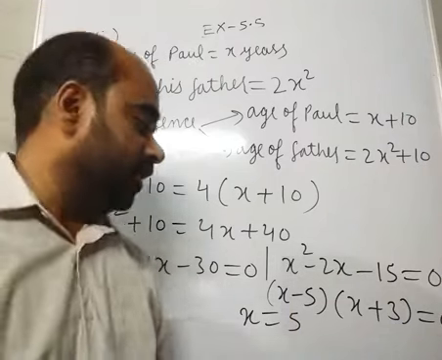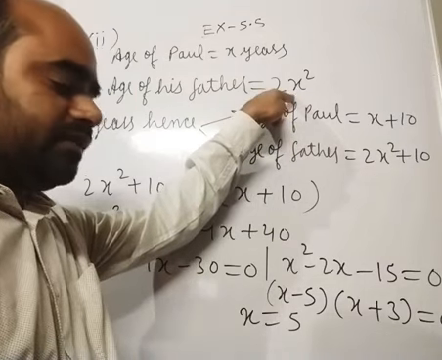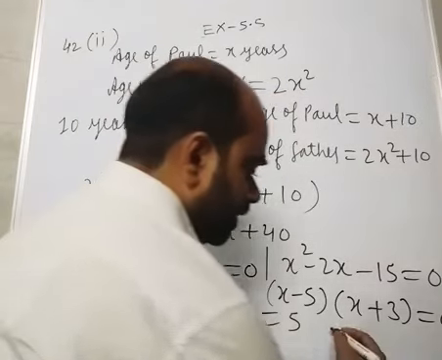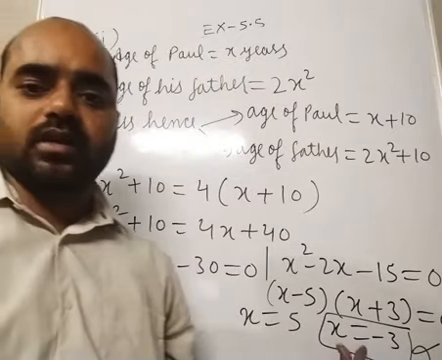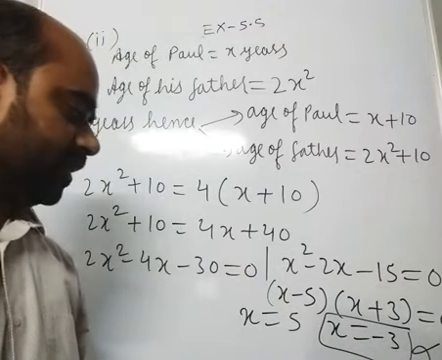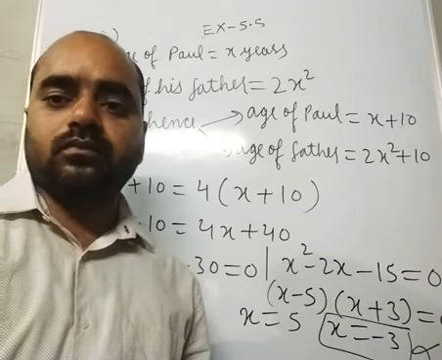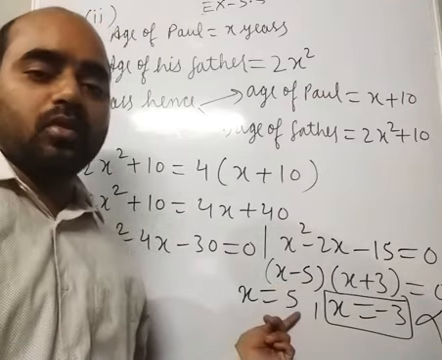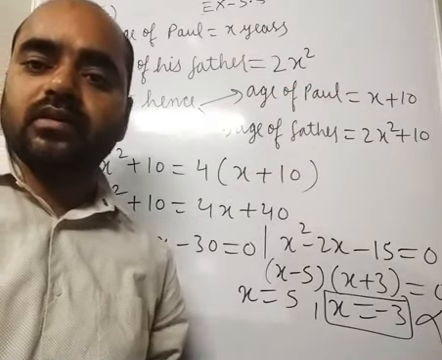If x is 5, what is the age of his father? 2x square. It means 2 into 5 square, that is 2 into 25, 50 years, correct? X is equal to minus 3 will be rejected, correct? X equal to 5 will be accepted. It means Paul's age is 5 years and his father's age is 2x square, that is 2 into 25, 50 years.